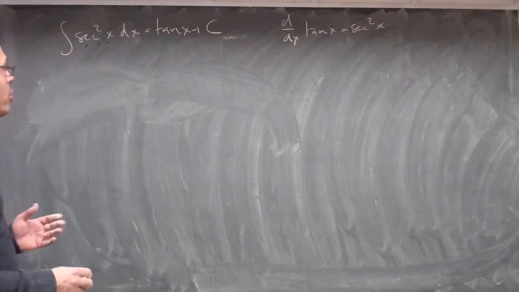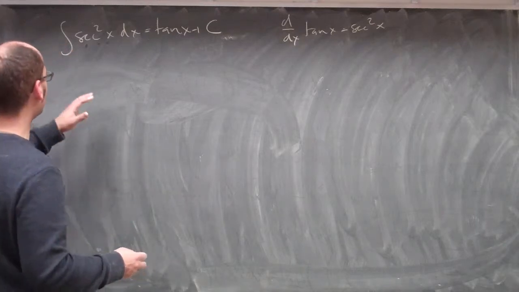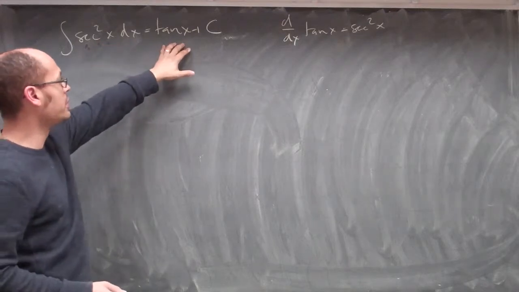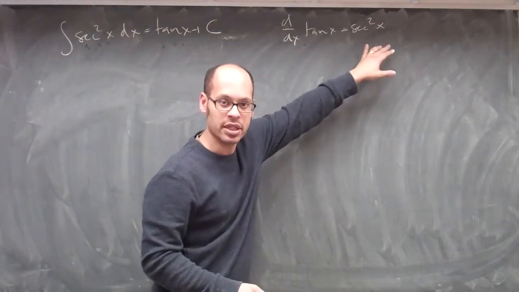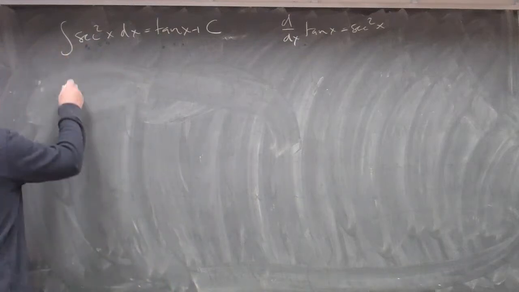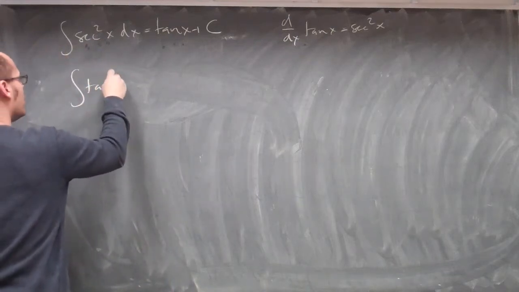So we just did tan cubed. Let's look at some other ones. If we do the integral of secant squared, well, that's just the tangent, because we know the derivative of tangent is secant squared. So this is just the fact in reverse. What about the integral of tangent squared?